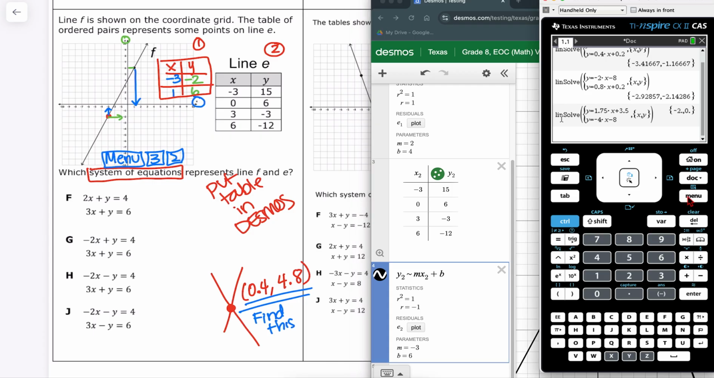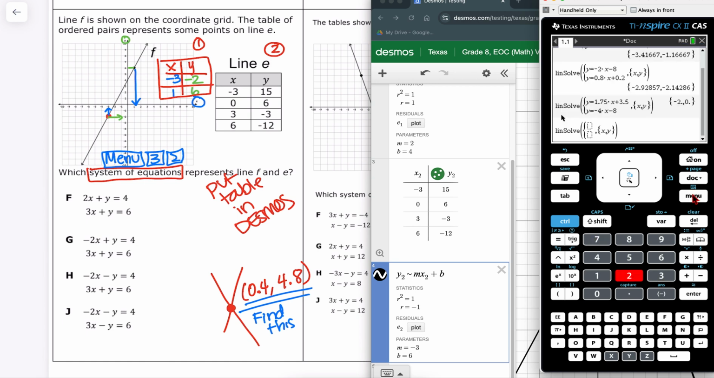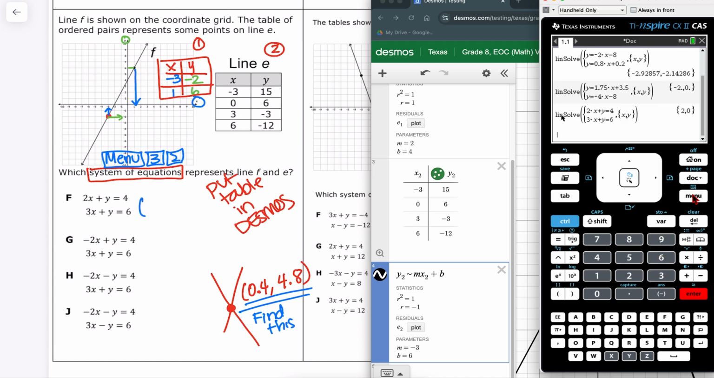So we're going to go back to the calculator, and for F, I'm going to do menu 3, 2, enter. 2x plus y equals 4. Then I'm going to press down, and I'm going to do 3x plus y equals 6. Enter. That gives me 2, 0. This is not the same, so this cannot be my answer.